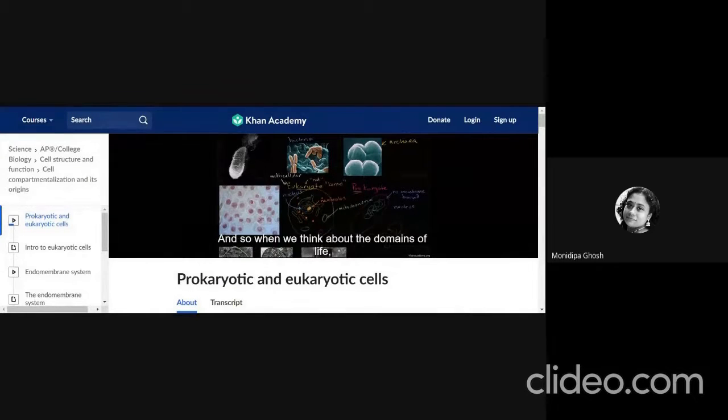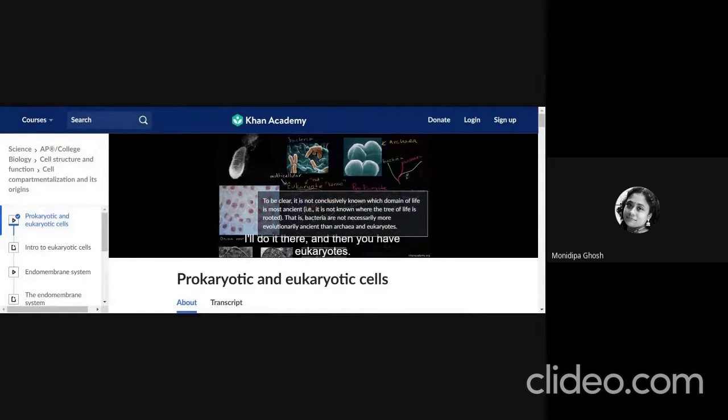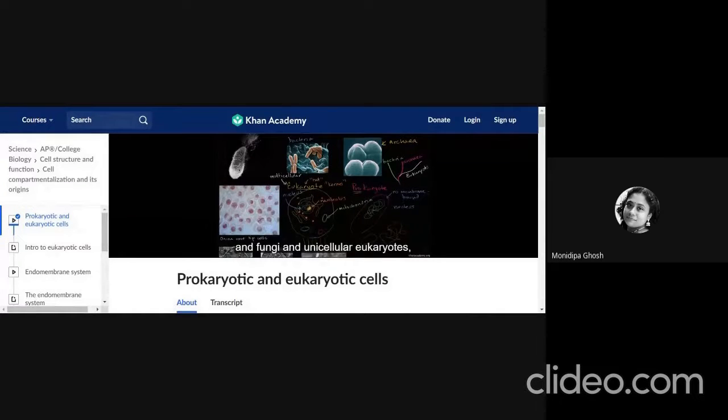And so when we think about the domains of life, the current thought is that you have bacteria here, you have Archaea, and then you have eukaryotes. And these are things that have all of the traits that we've talked about. These include plants and animals and fungi and unicellular eukaryotes, protists and things like that. And so, just high level, we would consider these prokaryotes, and these, of course, are the eukaryotes. So hopefully that gives you a good overview of things.